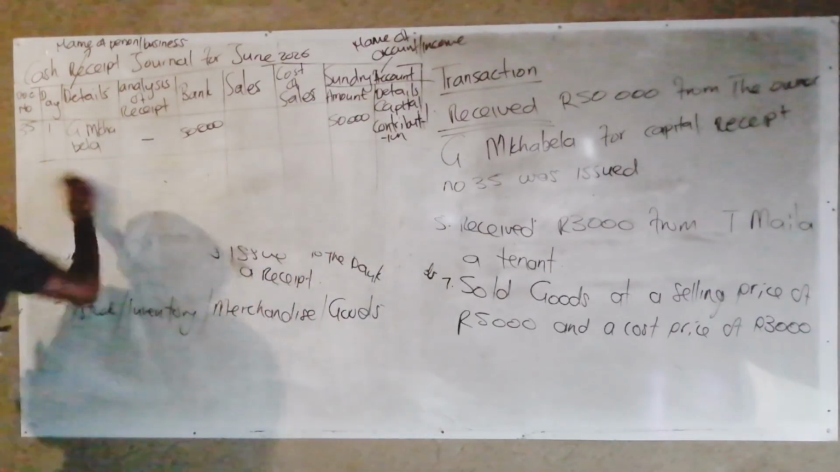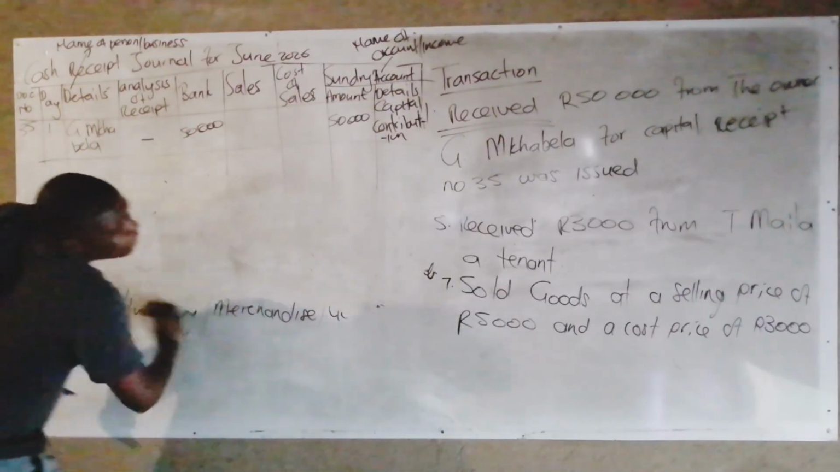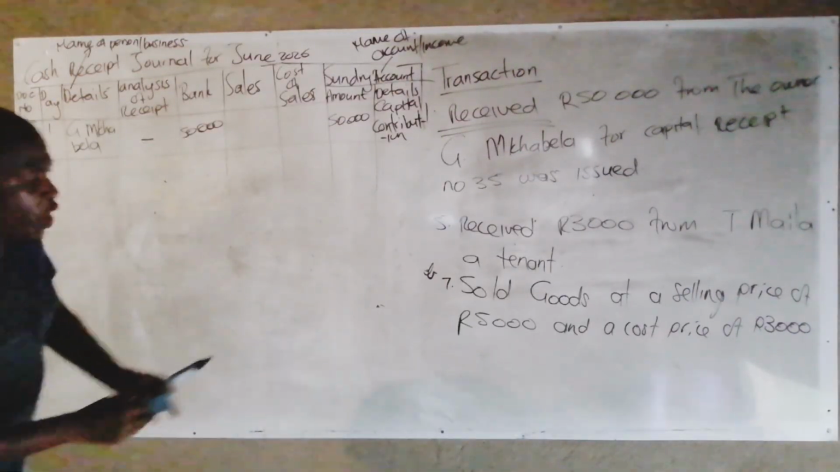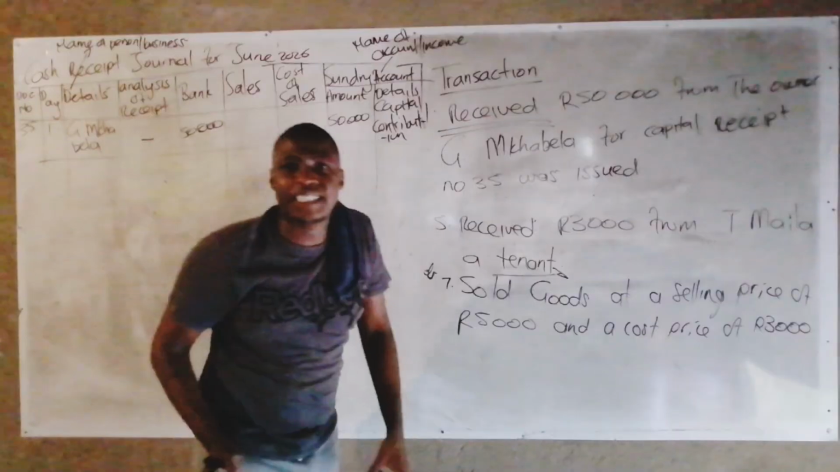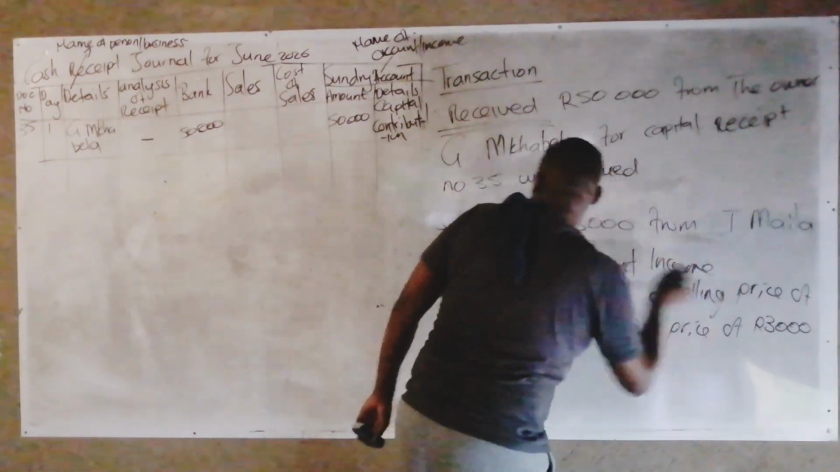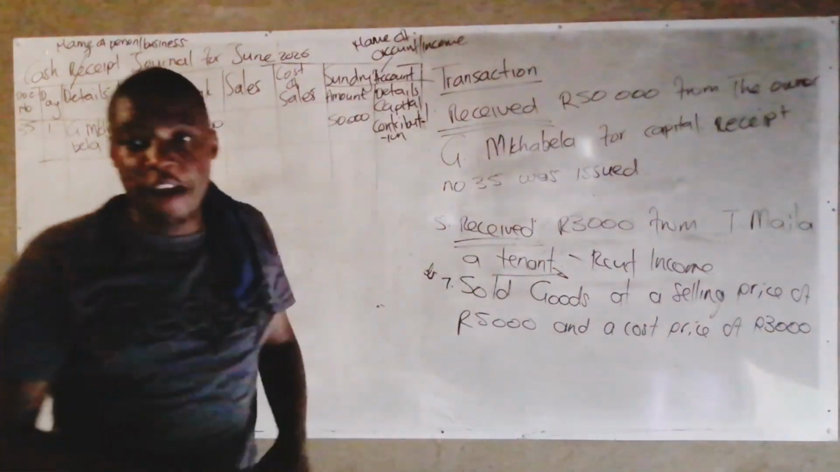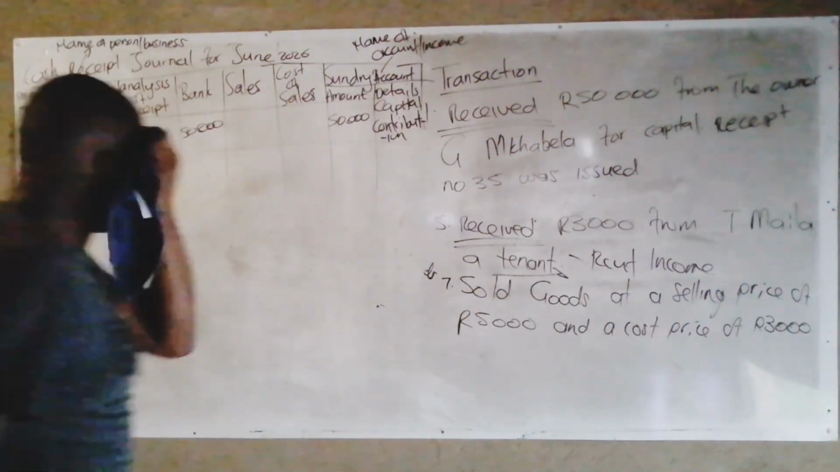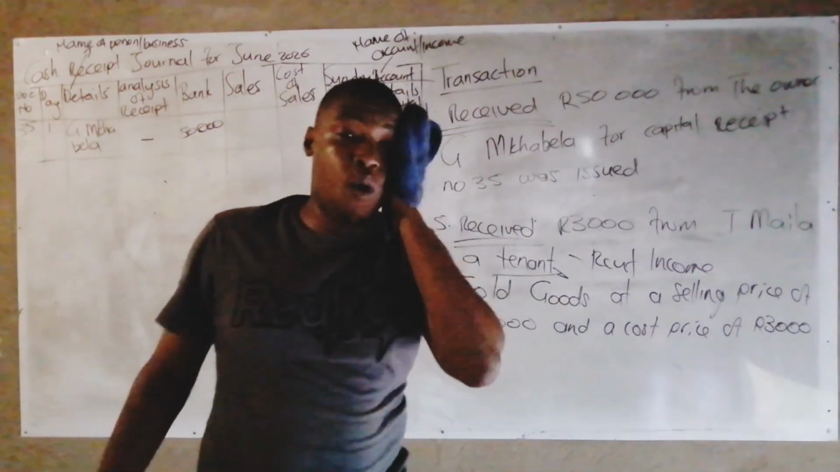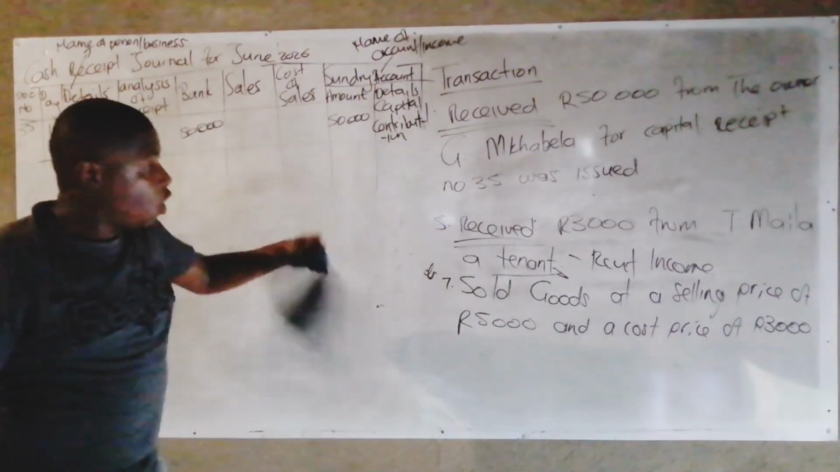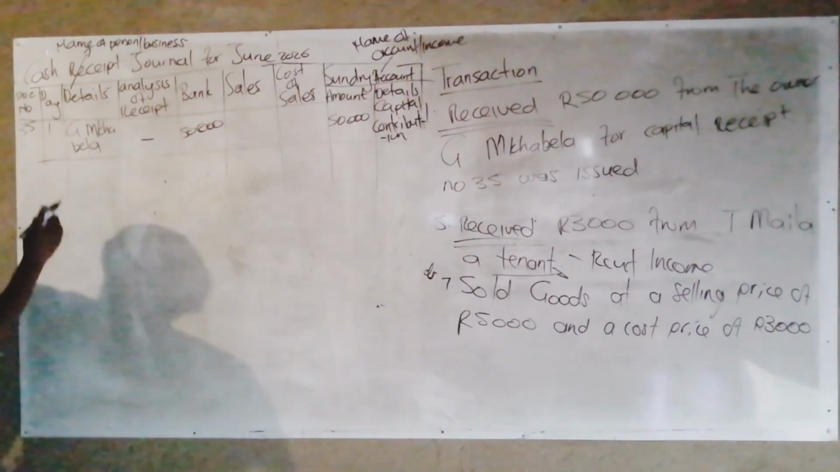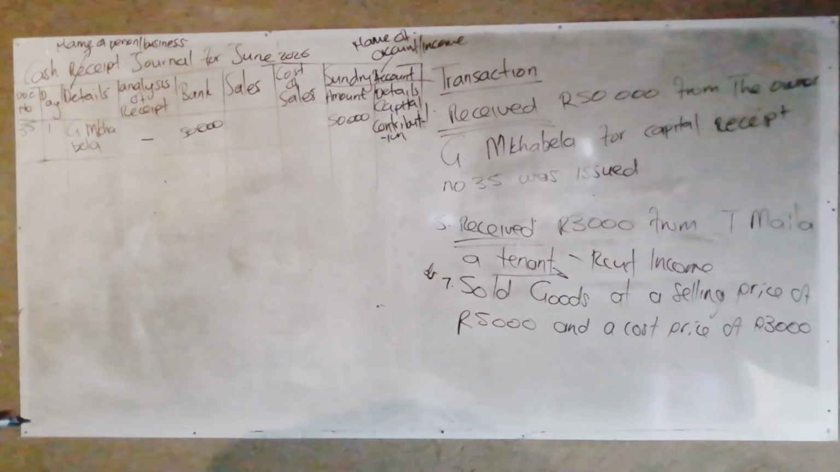Then now we go to day 5. Day 5 received 3,000 rand from T. Maila, a tenant. Always when you see something like a tenant, just think about rent income, especially if we have received a certain amount of money. So we have received from a tenant 3,000 rand, so it's rent income. A tenant is a person whom you let a room to, or some space, some office space. All right, then we have received 3,000 rand from a tenant.